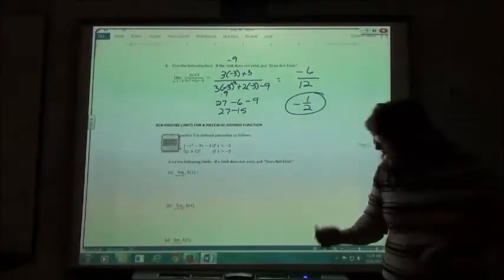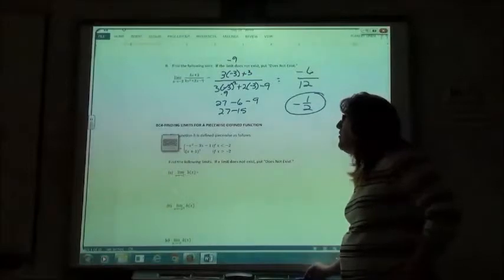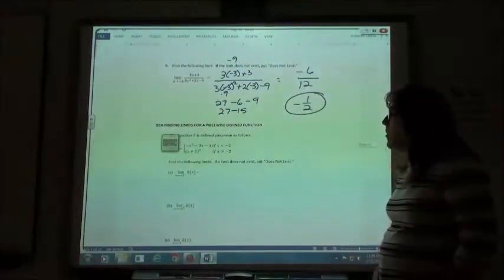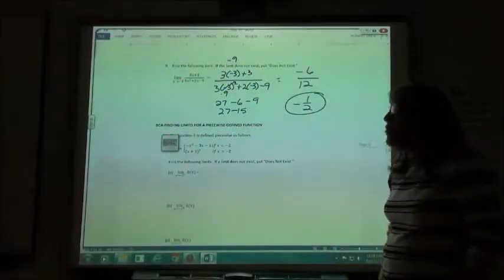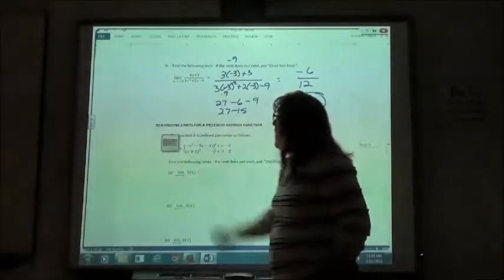So first, the easiest way of finding the limit of a function is just to put the number in for your x's and evaluate the expression at that value.